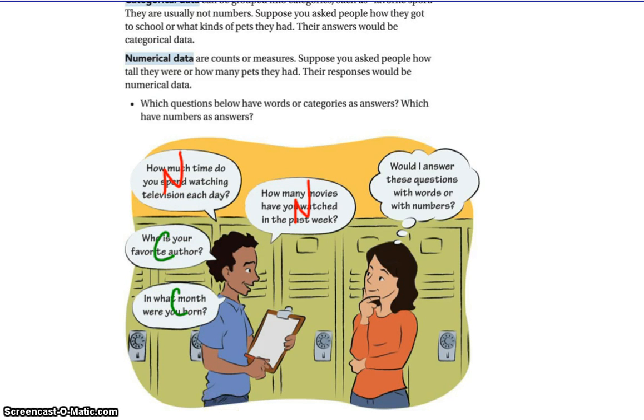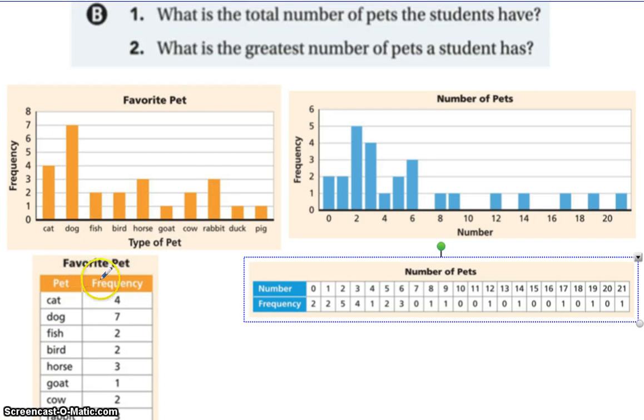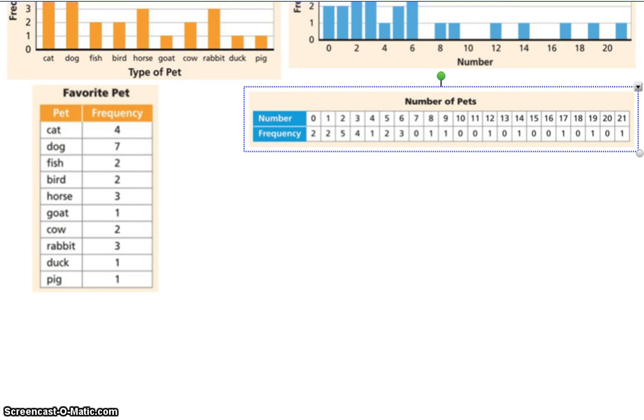So we're going to move on and take a look at a couple of examples from the book. We're actually going to do A and B together, so you need to come to school with A and B done before tomorrow. All right, so what we have here is some different examples of categorical and numerical data.